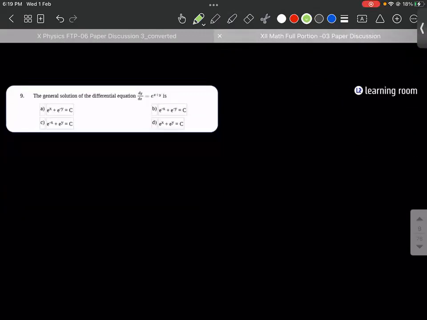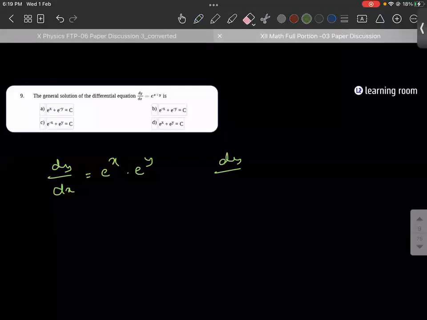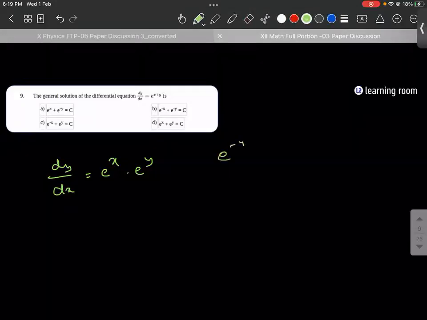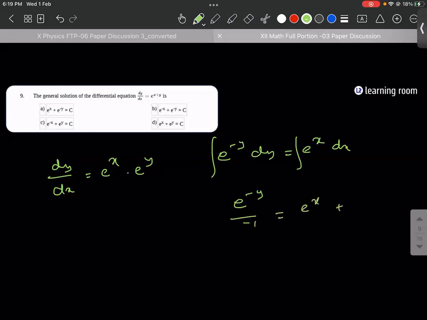So this is a very simple problem. dy by dx is equal to e power x into e power y. So e power minus y dy is equal to e power x dx. Integrate on both the sides. e power minus y by minus 1 is equal to e power x plus c. Got it? What is the answer then? e power x plus e power minus y is equal to c. Ninth A.